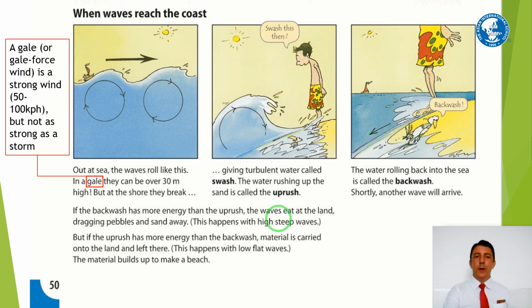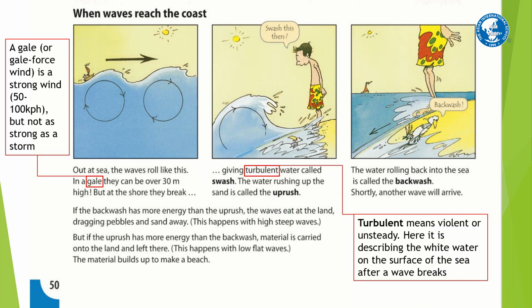But when the waves get to the shore, they break. This gives us turbulent water called swash. What does the term turbulent mean? Turbulent means violent or unsteady. So here it's describing the white water that's all mixed up on the surface after the wave breaks.